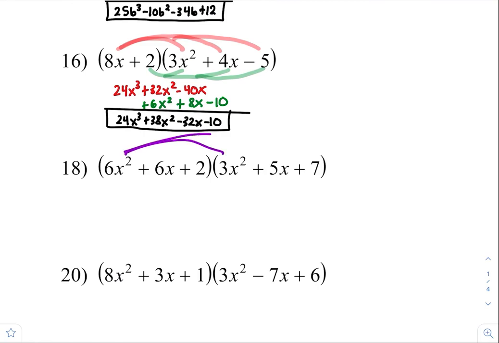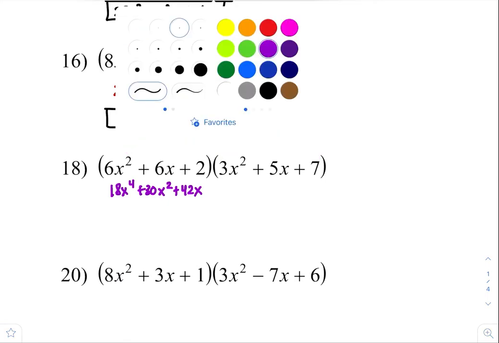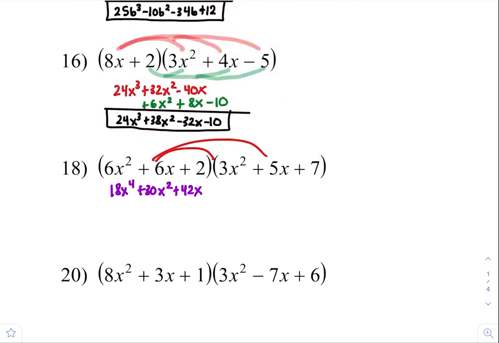So gotta distribute this to all of them, right, you guys? So 6x squared times 3x squared, you guys, is 18x to the fourth. 6x squared times 5x is plus 30x squared. 6x squared times 7, you guys, is plus 42x. So that's the first row. Next, we gotta distribute 6x to all of these.